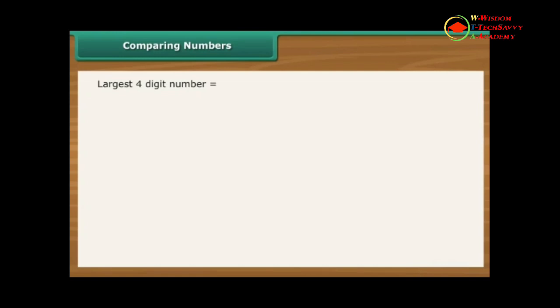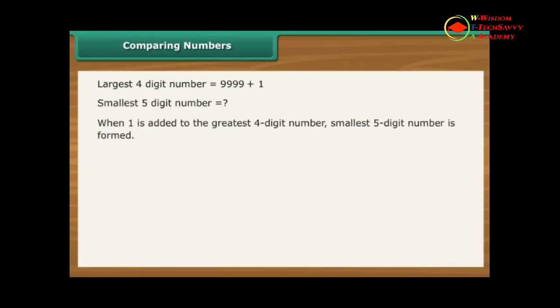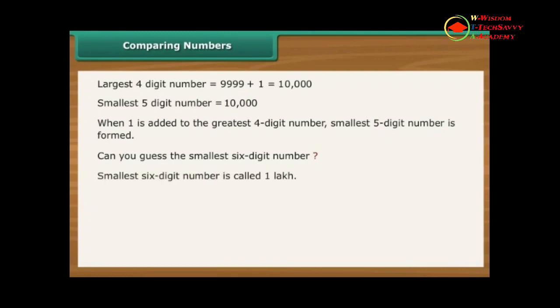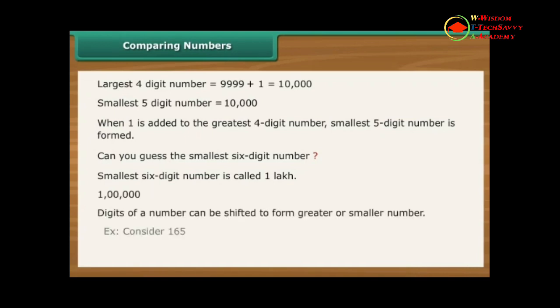The largest four-digit number is 9,999. What should be added to this number to make the smallest five-digit number? The answer is, we need to add 1. Let us find out. On adding 1 to 9,999, we get 10,000, which is the smallest five-digit number. Can you guess the smallest six-digit number? The smallest six-digit number is 1 lakh. Digits of a number can be shifted to form a greater or smaller number. Let us see how.